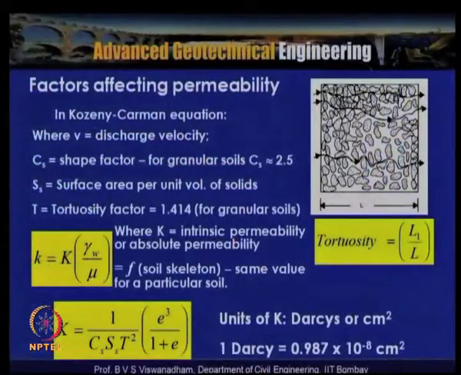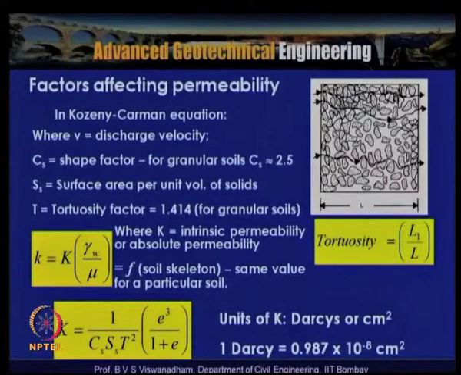Now if you look at the Kozeny-Carman equation, V is defined as the discharge velocity, and Cs is defined as a shape factor. For granular soils, typically Cs will be equal to 2.5. Ss is the surface area per unit volume of solids, which appears in the denominator.